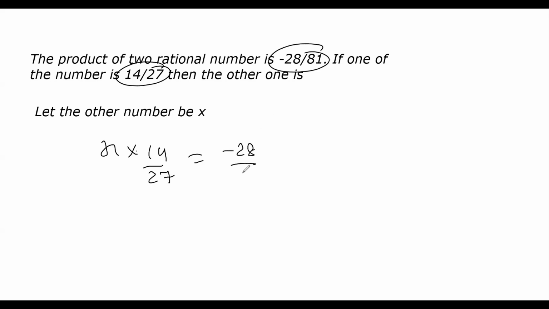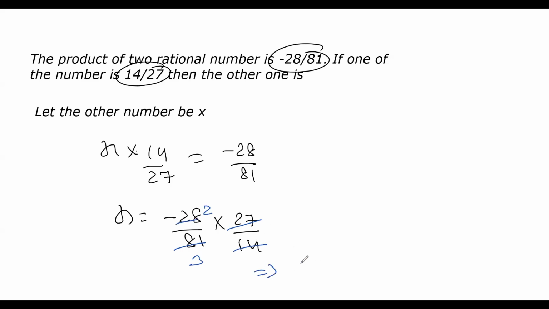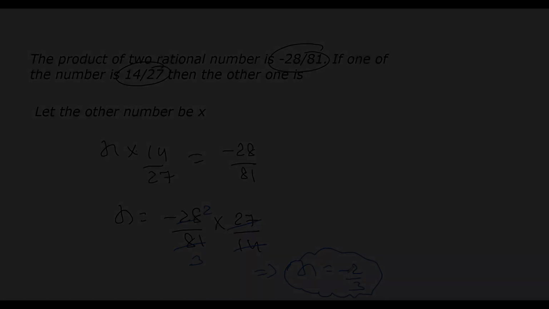Minus 28 over 81. Now we are going to transpose this to the other side. You should know that on transposing, it will be multiplied on the other side by the reciprocal of this. So it should be 27 over 14. Now you can see that it can be reduced: 27 is 3 times 9, and 14 is 2 times 7. So that gives you x, and x is negative 2 over 3. So we'll say that this is the required answer.